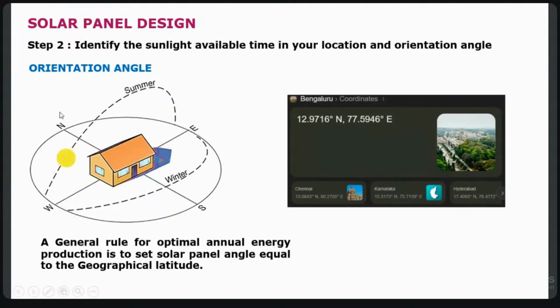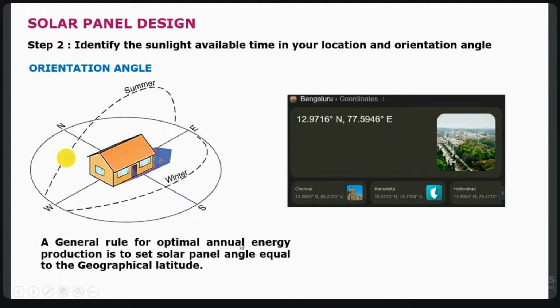So this is the orientation angle I was telling. Winter will be there, summer will be there. It is not constant; every winter some odd degrees will be changing. So we need to mount the panel at the geographical latitude. In Bangalore it is 13 degrees, and for Chennai, if you search Google for the coordinates, you will get the geographical latitude and longitude. With this reference we need to mount the panel. So this is the general rule.